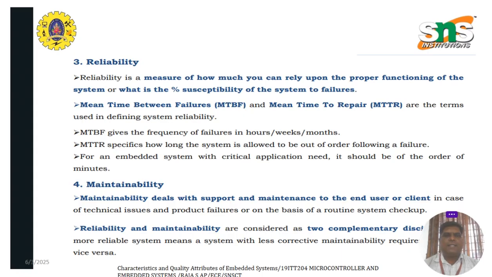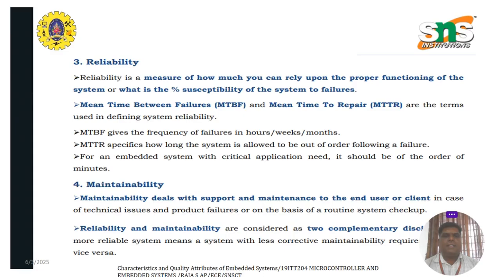Reliability. Reliability is a measure of how much you can rely upon the proper functioning of the system, or what is the percentage of susceptibility of the system to failures. Mean time between failures and mean time to repair are the terms used in defining system reliability. Mean time between failures gives the frequency of failure in hours, weeks, or months. Mean time to repair shows how long the system is allowed to be out of order following a failure. For an embedded system with critical application needs, it should be of the order of minutes.